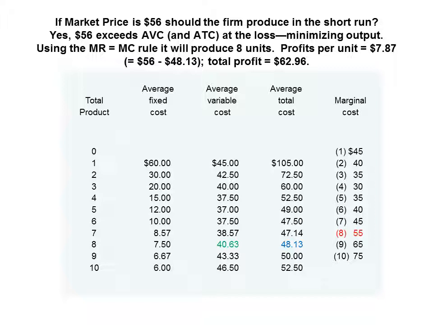Yes, because we take the price in the market, which is 56, minus your average total cost, and therefore the per unit profit is $7.87. So each of the 8 we produce, we make $7.87. So if we simply take 8 times $7.87, that will come out to your total profit of $62.96.